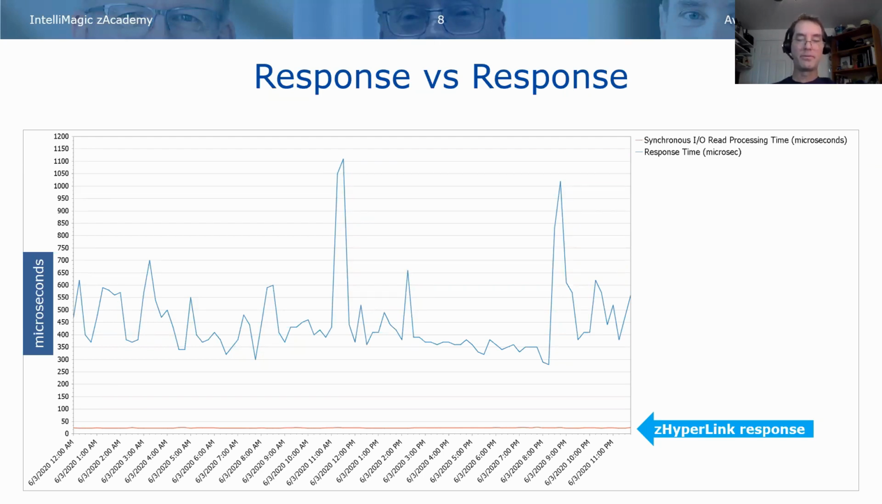The zHyperlink response at the bottom of the screen there indicated it's about 20. This is what's been advertised by IBM for quite some time. And I can tell you from looking at a lot of the data, it's pretty accurate. That's what they're getting. Very, very impressive. Think about that. I mean, literally more than 10 times a difference.